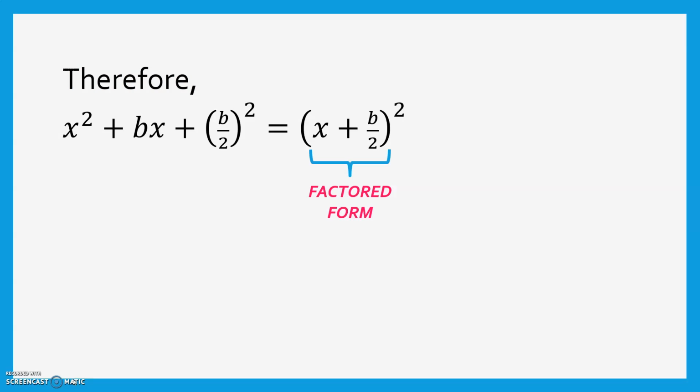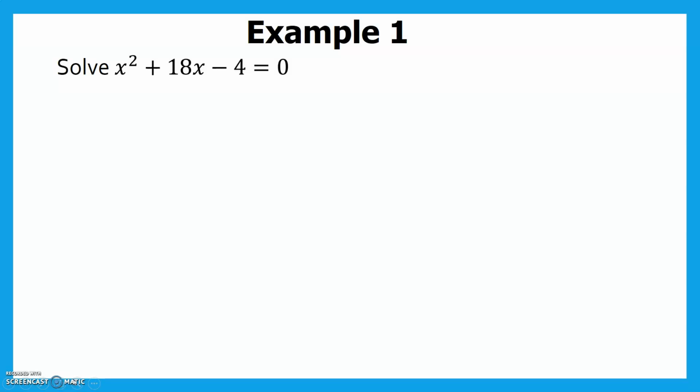All right, so here's our example 1. x squared plus 18x minus 4 equals 0. I want to get rid of everything that's just a number that doesn't have an x term. So the first step is to add 4 to both sides so that I get x squared plus 18x equals 4. That way I can add something to it that forces it to be a perfect square trinomial. So the next step is to figure out what that is.